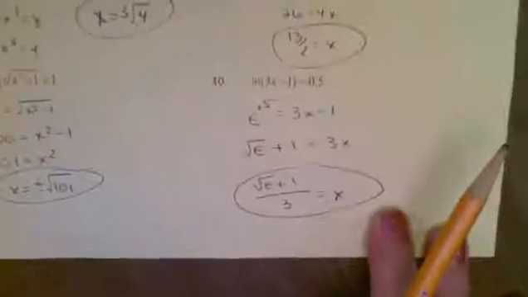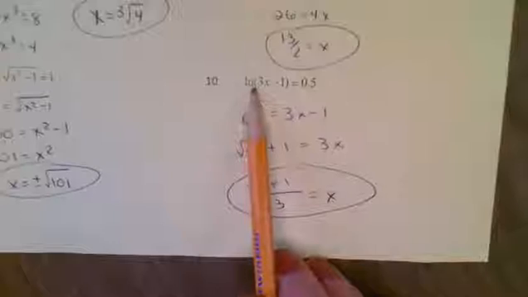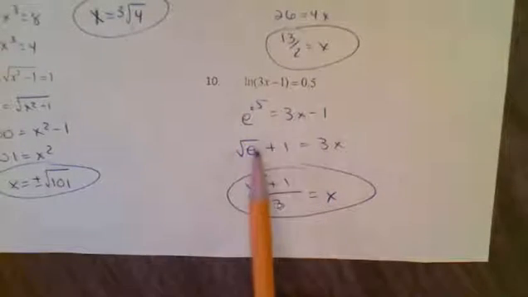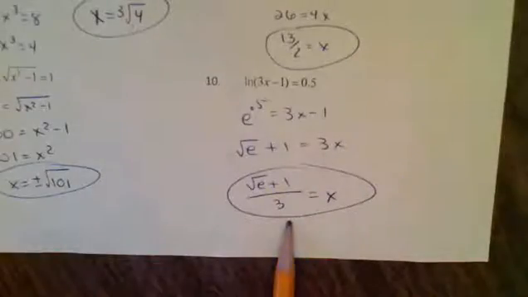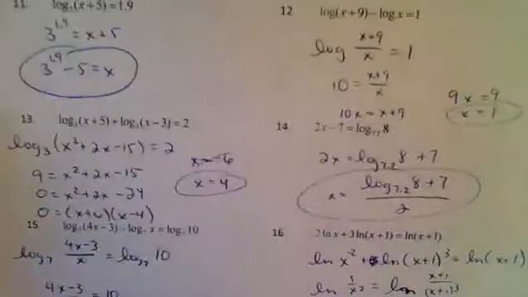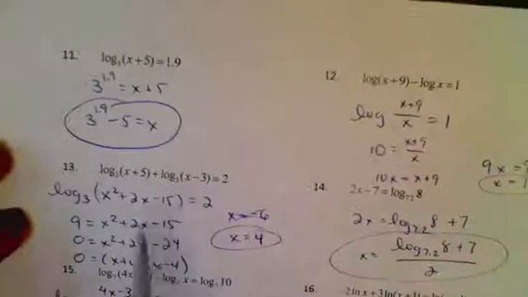10 is log base e. It's natural log, so e to the 0.5, which means square root of e, equals 3x minus 1, and then you just solve for x. Okay? All right, on the back, same thing. Quite a few equations to look at.